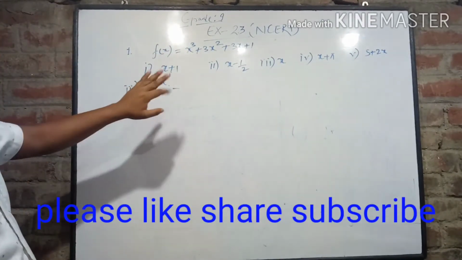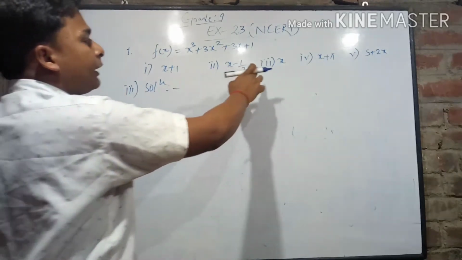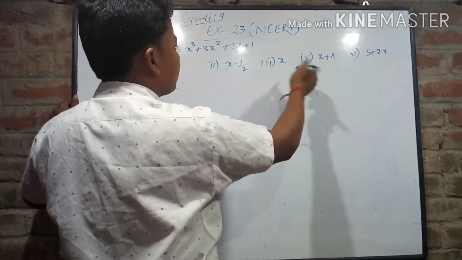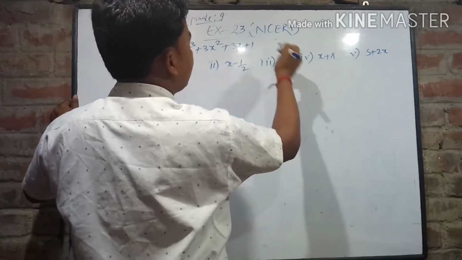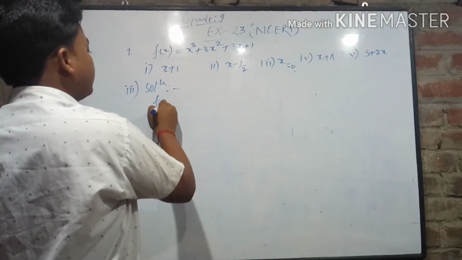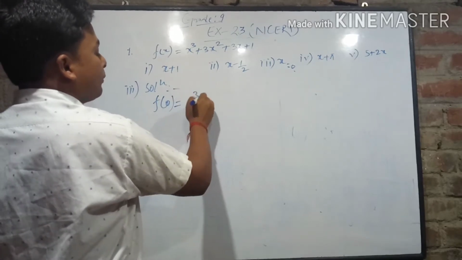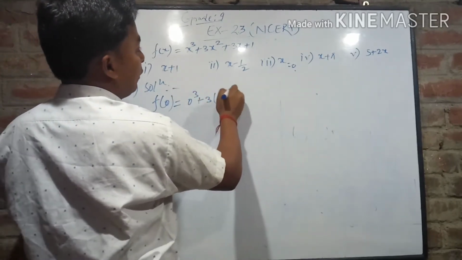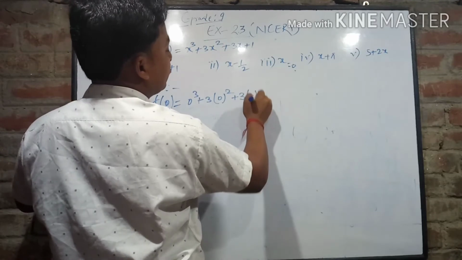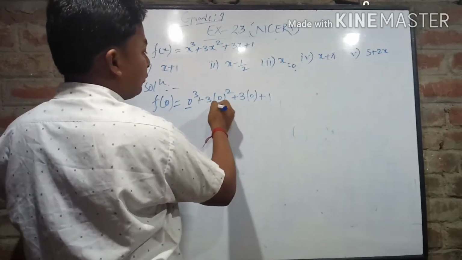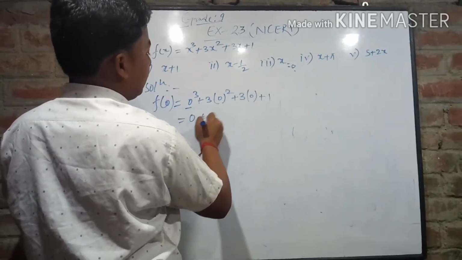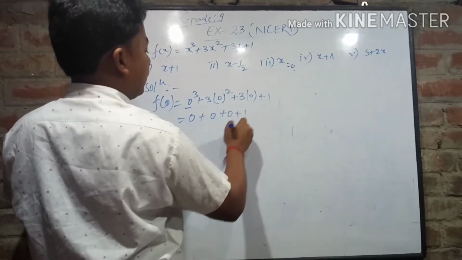Question number 3 solution. If x is equal to 0, then substitute this value in place of x. We will write down the value of 0. f(0) = 0 cube plus 3 into 0 square plus 3 into 0 plus 1. These terms are 0, 0, 0. So finally we will get the answer as 1.